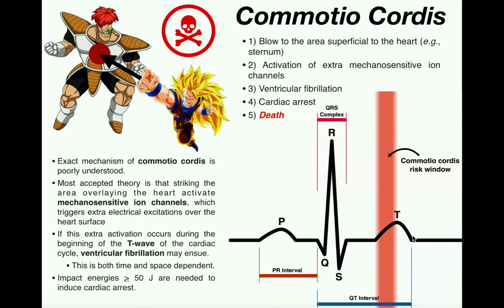Now, before we get into all the mechanisms of Commotio Cordis, let's do a brief review of the cardiac action potential. So here's the P wave. The P wave represents atrial depolarization, which in itself is associated with the contraction of the atria of the heart. The QRS complex represents ventricular depolarization, and that's associated with the contraction of the ventricles. Now, understand also that the repolarization of the atria is also kind of hidden in here, but you can't see it over the QRS complex.